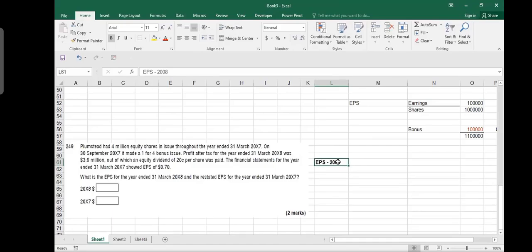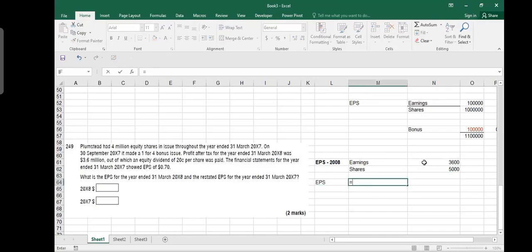Earnings 3600 divided by 5000. How much are your earnings? Earnings are 3.6 million, 3600. And number of shares are how many? 5000, 5 million. So your EPS is 0.72, this divided by this. You got 0.72.